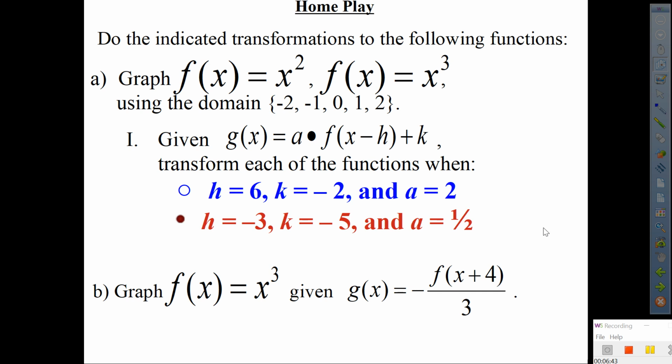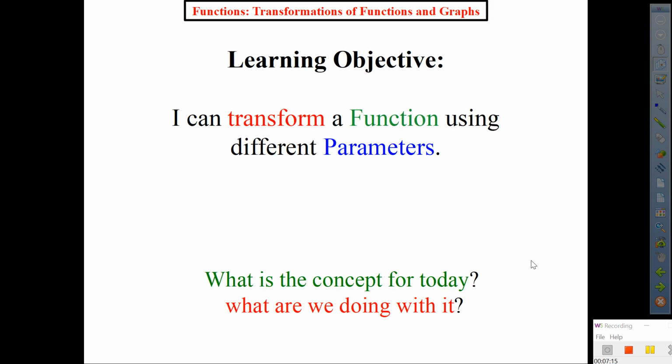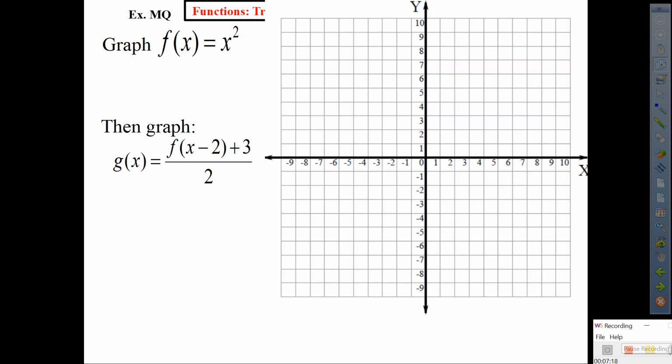All right. And for those of you watching online, you're going to need a graph paper. Today's going to be a day of practice. So we're going to go straight to the practice portion of the session. But we'll wait for the rest to turn in their home play. All right, so we're still in the same objective. I can transform functions using different parameters. But like I said, we're going to go straight to the practice.